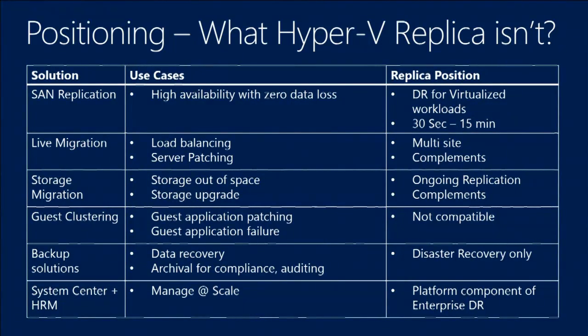As I pointed out, Replica works with live migration, storage migration. Guest clustering is one of the technologies that we don't support today, but that's something that we've heard a lot of feedback about from customers. Backup, as I told you, you should still be doing backups, and you can do backup on primary or on Replica, but primary is where we recommend because that's where you get the app-consistent snapshots. And I also talked about System Center and how it works with that. With the new introduction of Hyper-V Recovery Manager, you can actually manage this entire environment using System Center and Hyper-V Recovery Manager for your scale deployment.